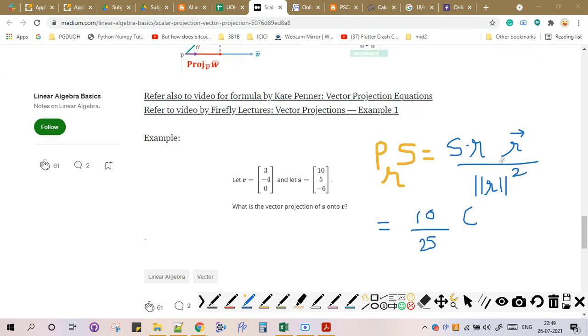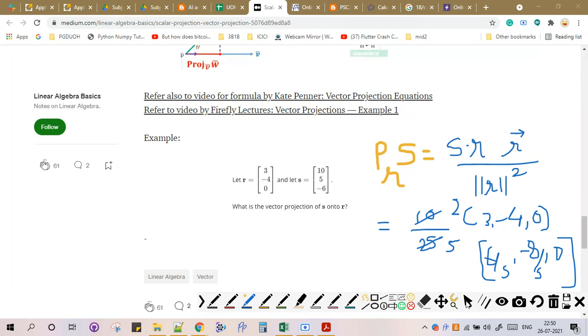Right? And now the r vector is given as 3, minus 4, 0. So the answer would be 6 divided by 5, minus 8 divided by 5, right? 2 by 5, if I multiply, it would be 6 divided by 5 and minus 8 divided by 5 and 0 already. Alright, so this is the answer.